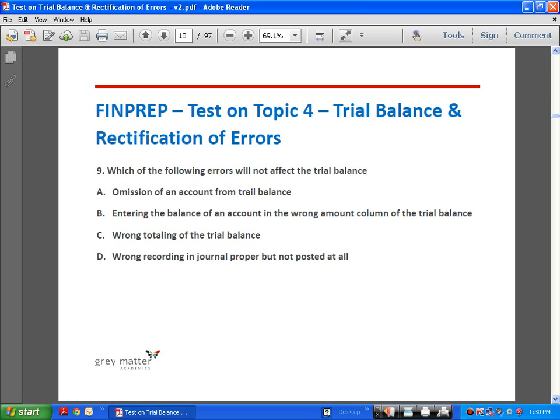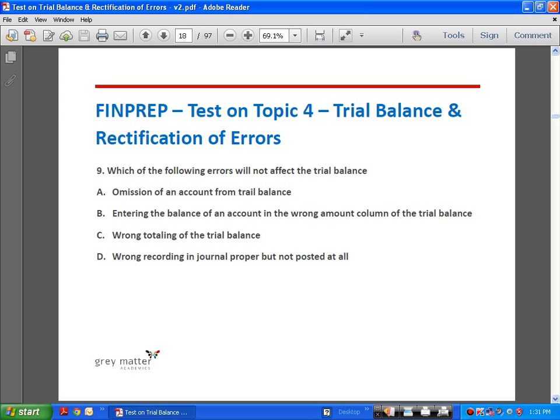Question number 9. Which of the following errors will not affect the trial balance? Okay. Omission of an account from the trial balance will definitely affect the trial balance. The trial balance will not agree. Entering the balance of an account in the wrong amount column of the trial balance.